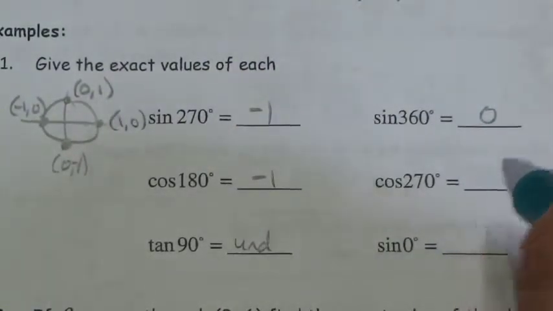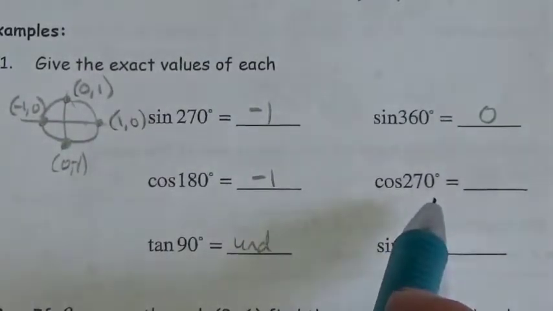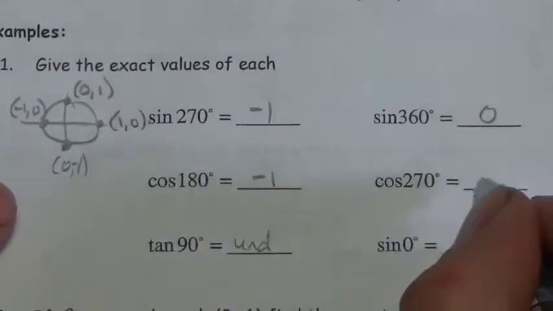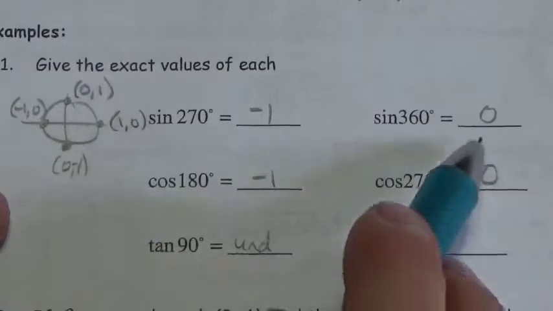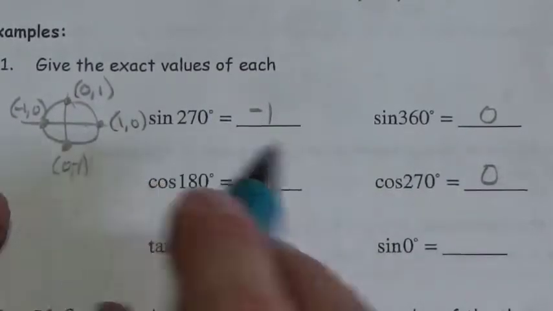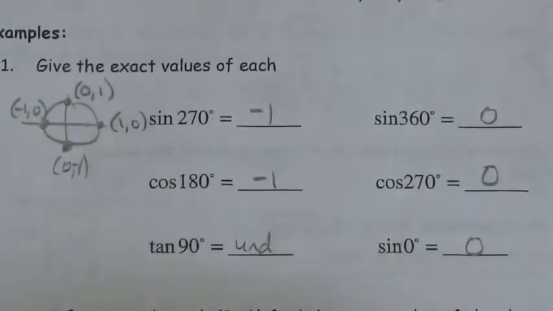Cosine of 270. Cosine is related to the x-coordinate. The x-coordinate is 0. Sine of 0. That's related to the y-coordinate. And 0 degrees and 360 are basically the same thing, both pointed in the same direction. It's going to be the exact same value. So sine of 0 would be equal to 0.